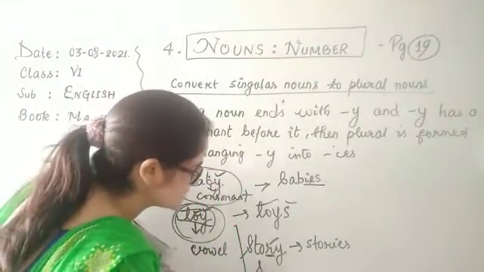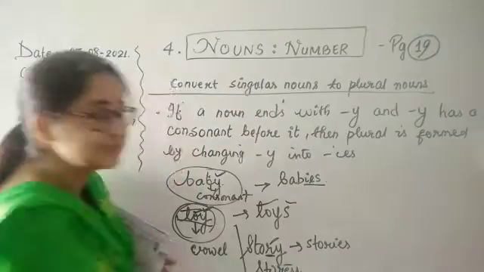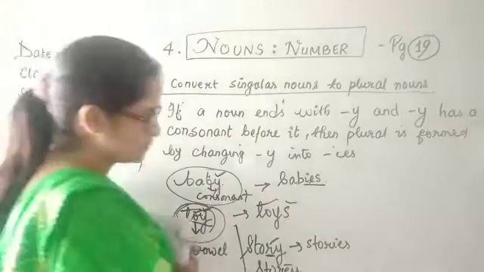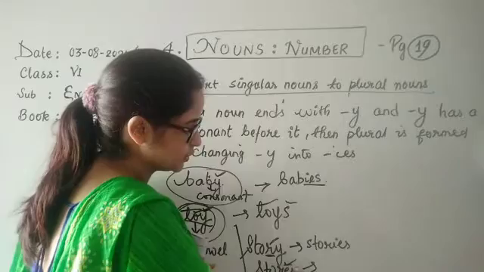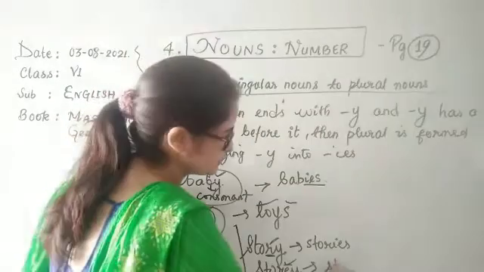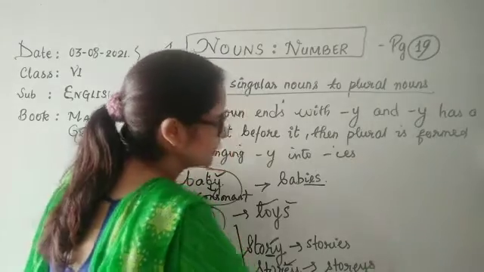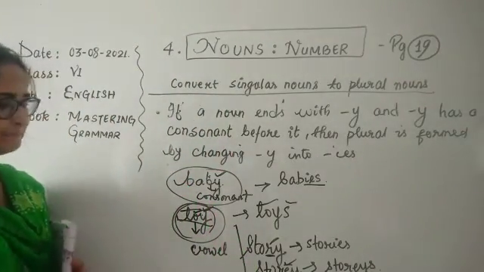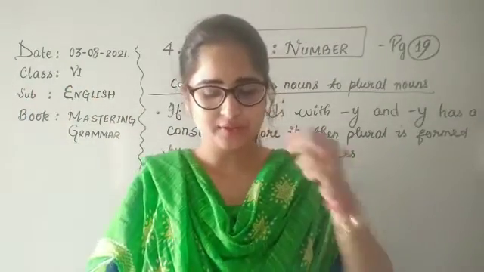But see this story, okay, this story means the floors of a building. Because there is a vowel in front of Y, we are going to change it by adding S and not replacing Y with IES, right? So I hope this is clear. I hope you understood this. I think you're clear. Now let's move to the other point.